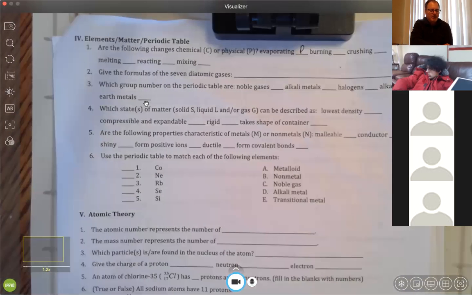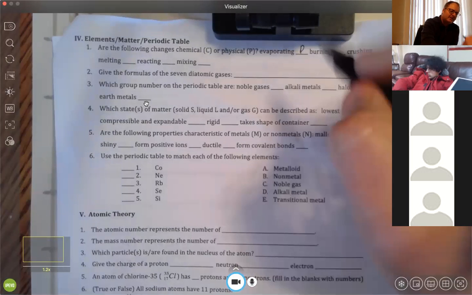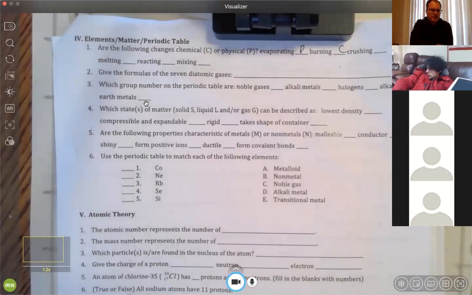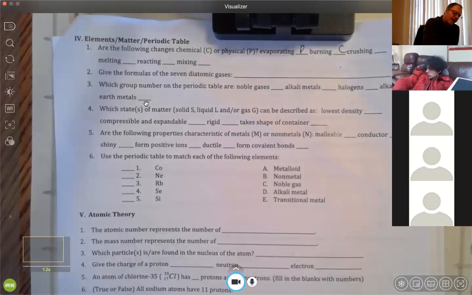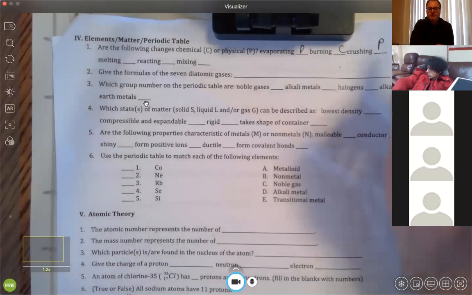If we take a piece of paper and we burn it, we're not going to be able to get that back to a piece of paper. So that is a chemical change. If we crush, let's say, an aluminum can, we don't change the substance from aluminum to something else. It's just crushed. It's still an aluminum can, but it's crushed.